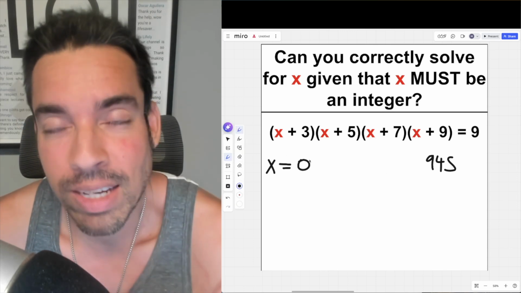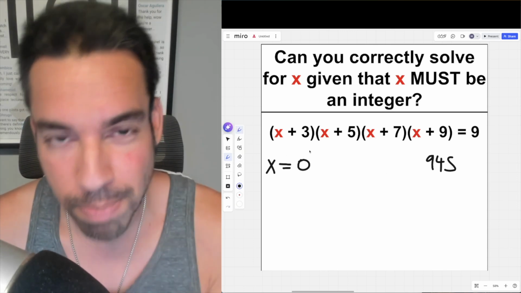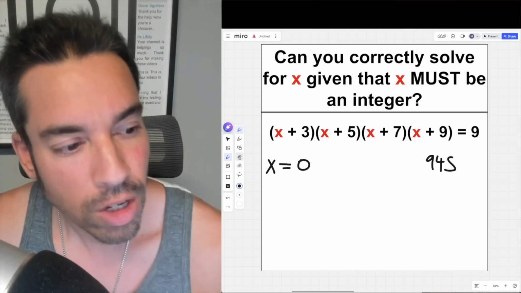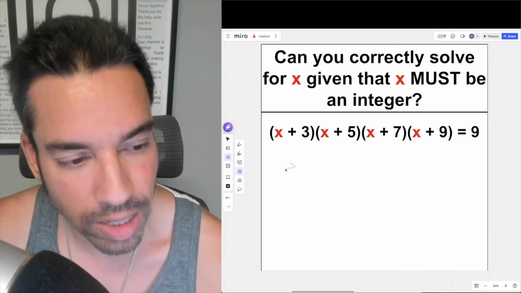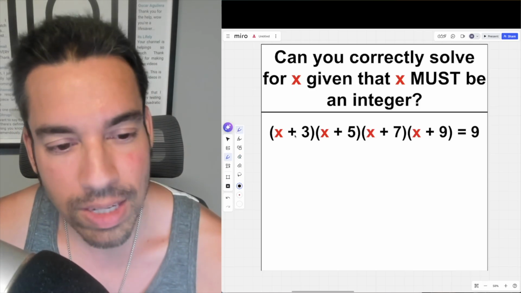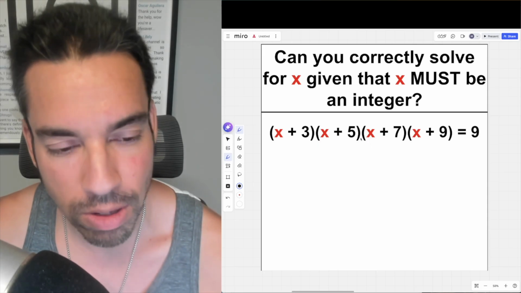And you can tell that if x gets bigger, like 1, 2, 3, those other positive integers, it's just going to get bigger and bigger. So we've got to go into the negatives, right? Even -1, we're still going to get a very, very big answer.